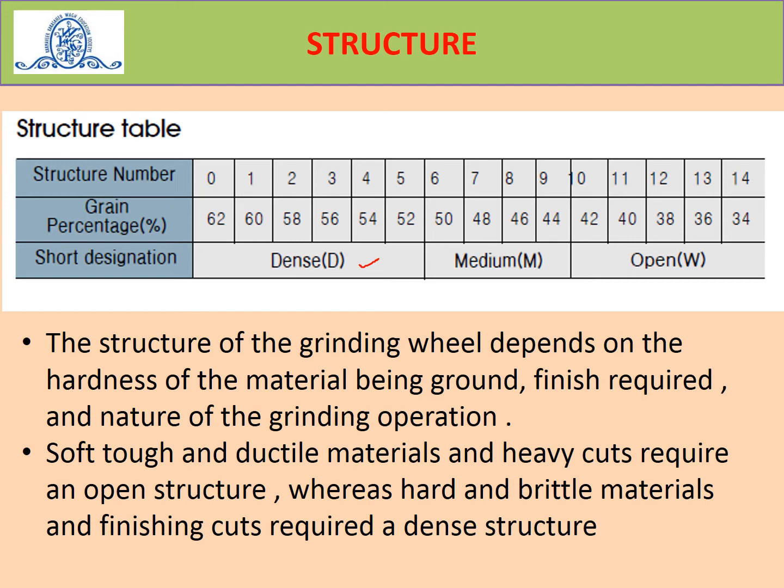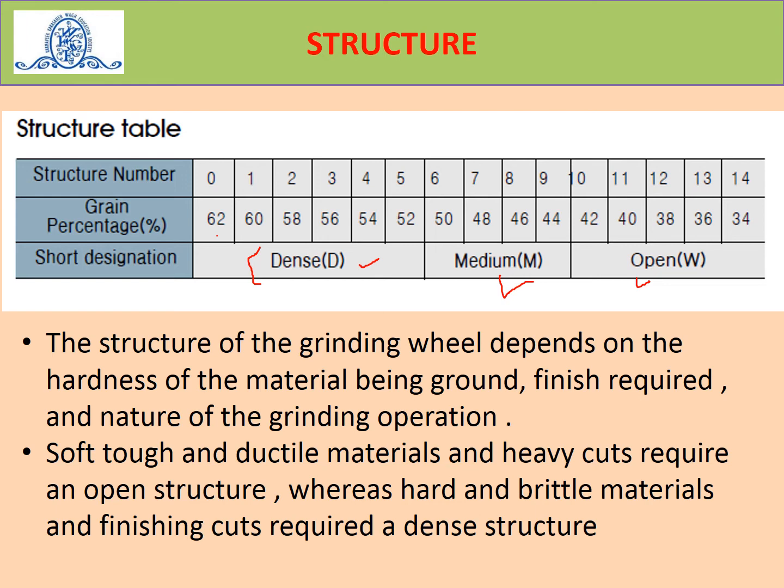The same case happens with the grinding wheel. In the grinding wheel, if the grain percentage is more, then we call it dense. Then medium and open. In the open, the grain percentage is somewhat less compared to the dense one.